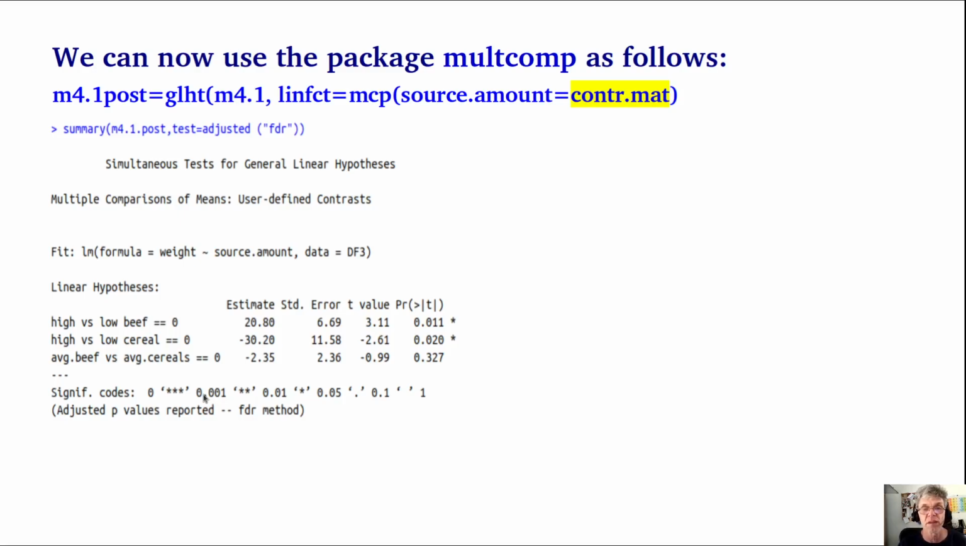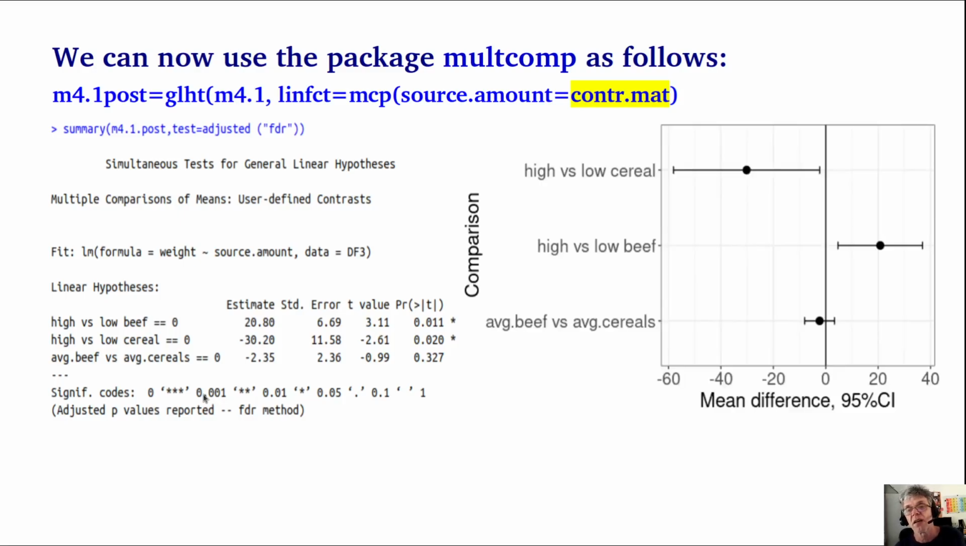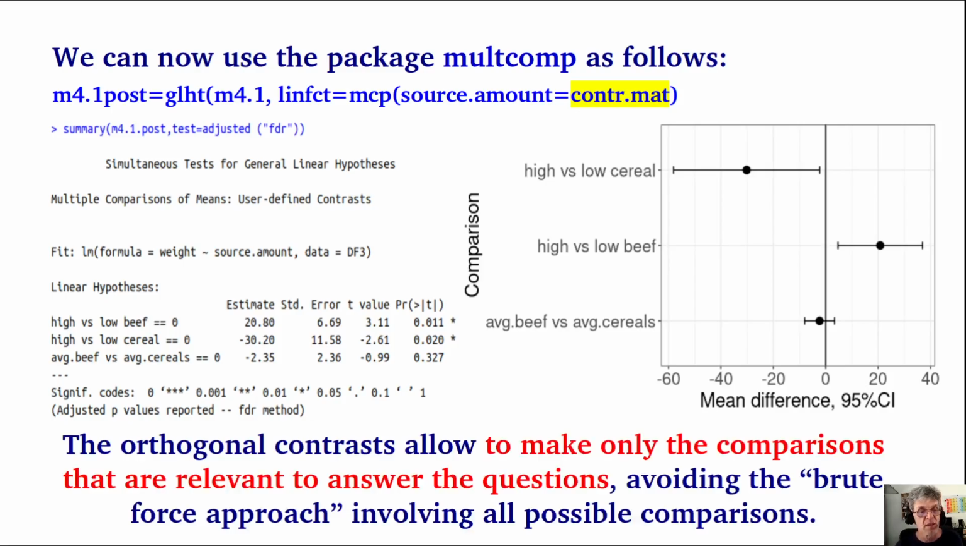We can assess their statistical significance. Another way to represent this a posteriori contrast is by a plot in which we have the magnitude of the mean difference and their 95% confidence intervals. This orthogonal contrast allows us to make only the comparisons that we judge to be relevant to answer the question, avoiding the brute force approach involving all possible comparisons. This becomes far more interesting with explanatory variables with 3, 4, or more levels, where the combinations increase very fast.